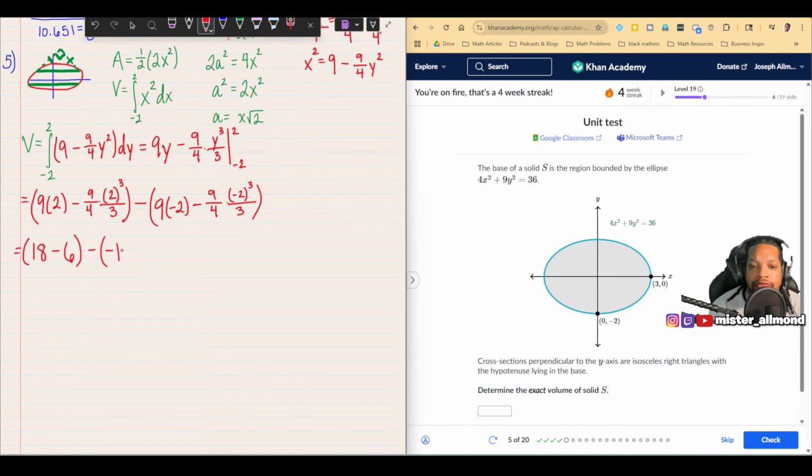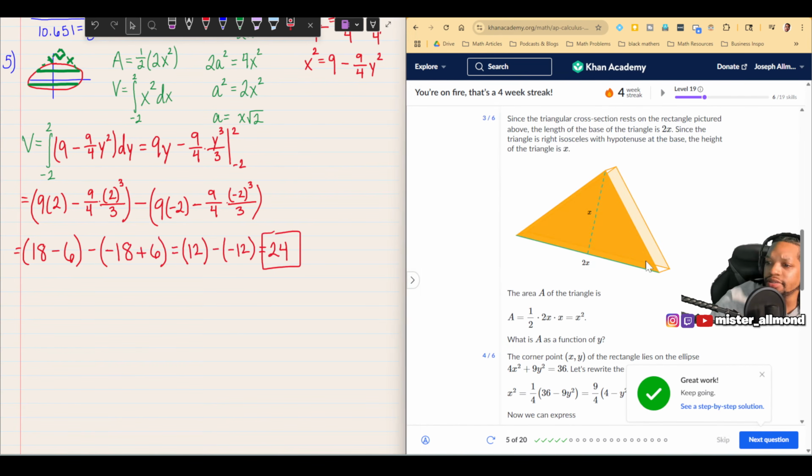Okay, that one was kind of annoying just because of trying to realize that that base was 2x. Is that how they did it? Yeah, 2x. Okay. All right, well, we got it right. Let's go.